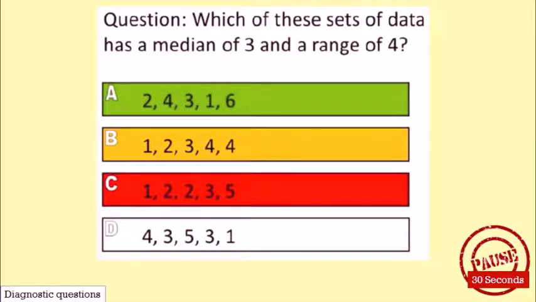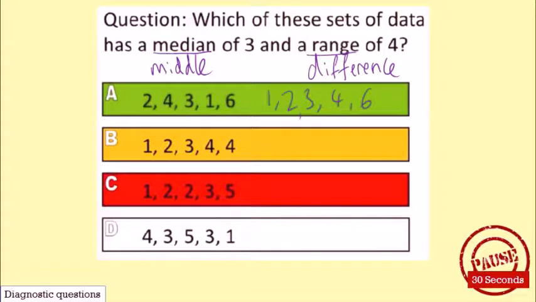Right, so to remind you, the median is the middle number when we put them all in order from biggest to smallest. And the range is the difference between the biggest and the smallest. So the first thing I want to do here is write these data sets in order from biggest to smallest. So 1, 2, 3, 4 and 6. B and C are already in order, and the last one 1, 3, 3, 4 and 5.